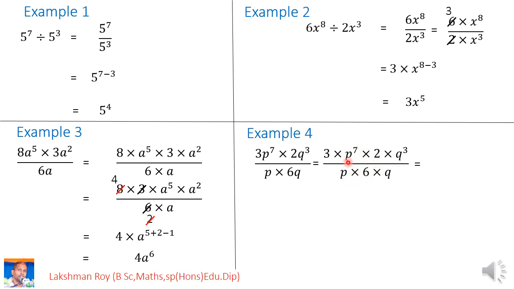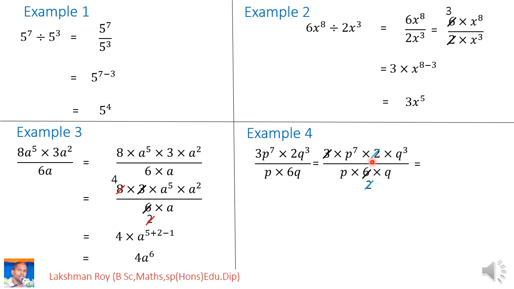So here, see, 3 and this 6 you can cut. That is, 3 has one 3, 6 has two 3's. Then you can see here number 2, here number 2. That means these two you can cut. 2 has one 2, this one has only one 2.